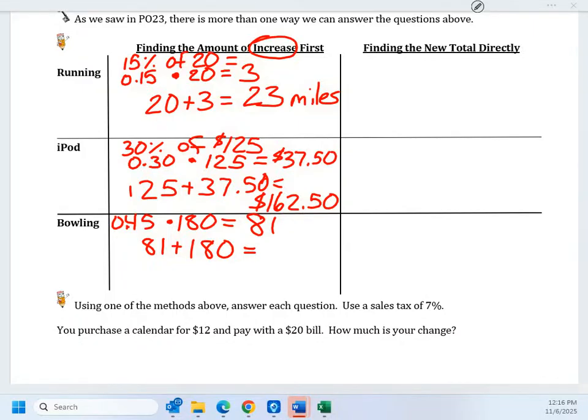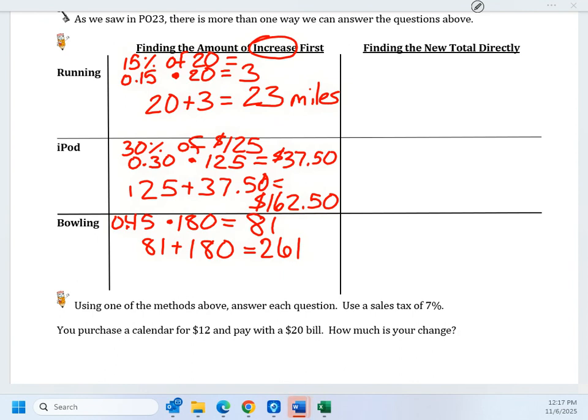What should my score be, Henry? 161. Say that one more time? Or, 260. Okay, because that's not what you originally said, is it? Okay, didn't think I was hearing you right. All right, so 81 plus 180 is 261, so my goal score is 261.